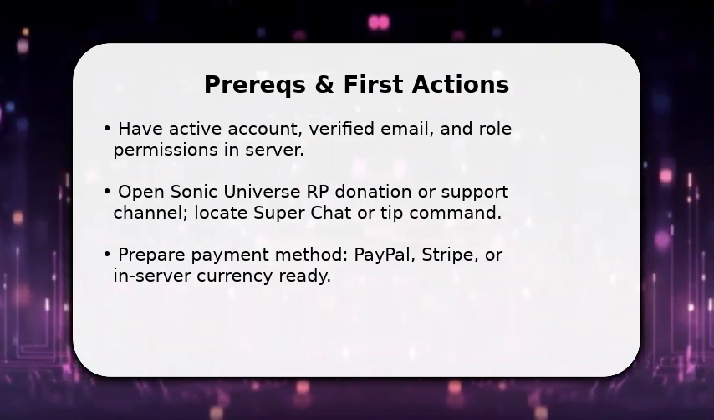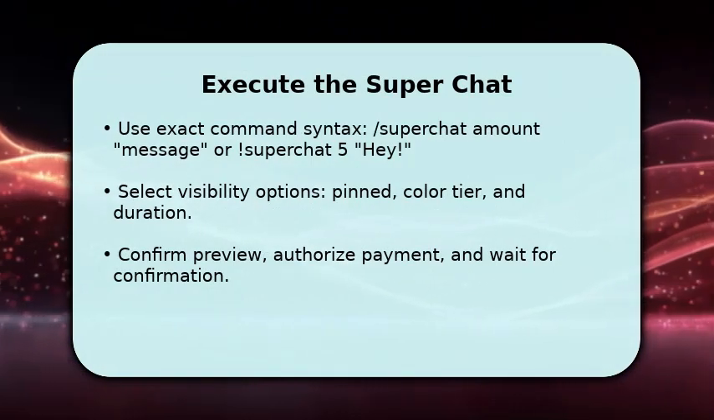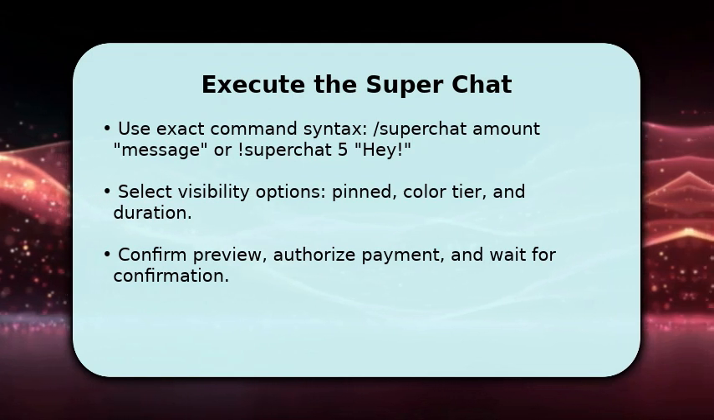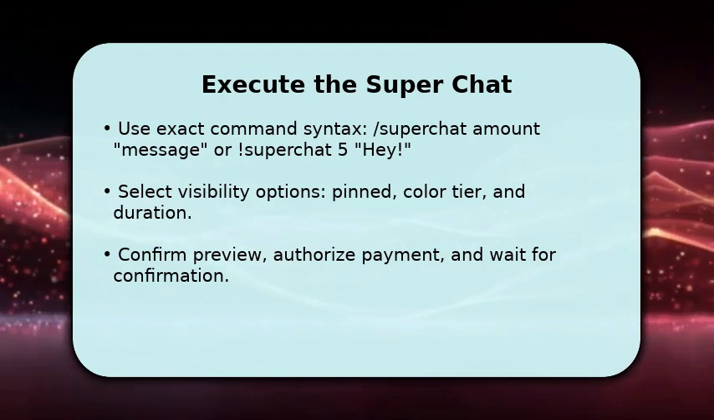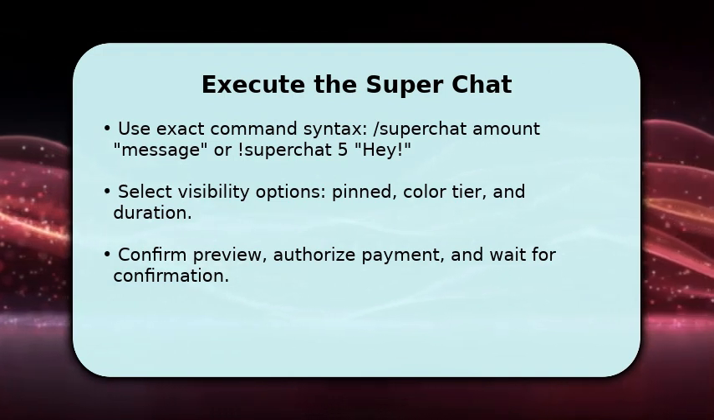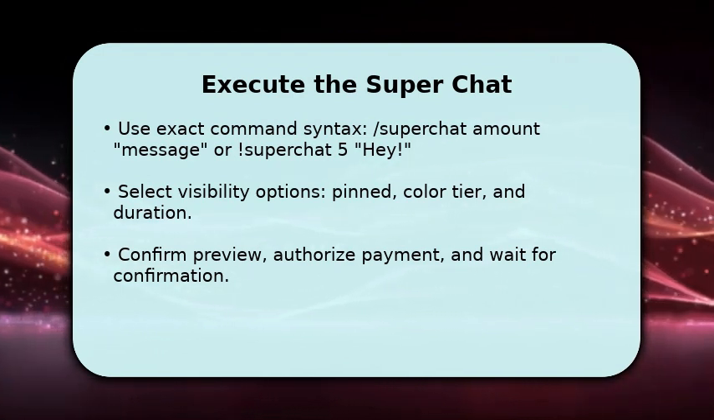Next, perform the core action. Enter the Super Chat command with the correct syntax and amount so the system recognizes it. Once you type it, choose visibility settings, pinning, color tier, and how long it stays prominent, which affect reach. Confirm the preview so the message appears as intended, then authorize the payment through your chosen method.